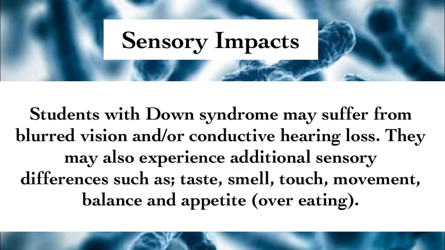Students with Down syndrome may suffer from blurred vision and/or conductive hearing loss. They may also experience additional sensory differences such as taste, smell, touch, movement, balance, and appetite, overeating.